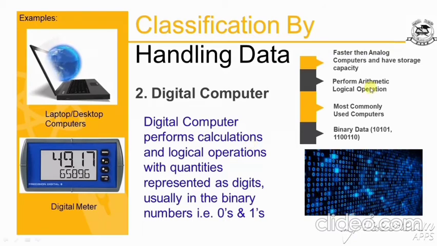These are the strings of binary numbers, zeros and ones, which means 0 is equal to off and 1 is equal to on. Now let's see what makes digital computer superior than analog computer. Digital computers work faster than analog computers and they have storage capacity. They perform arithmetic and logical operations and they are most commonly used, which means they are affordable.